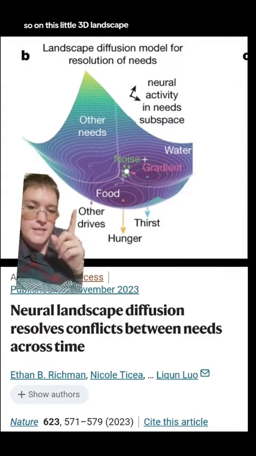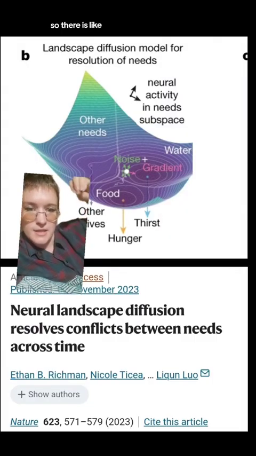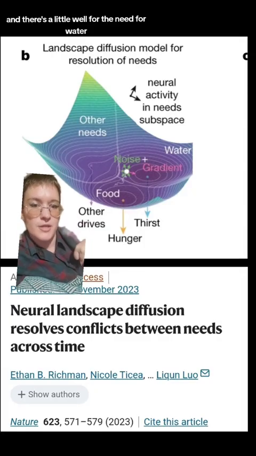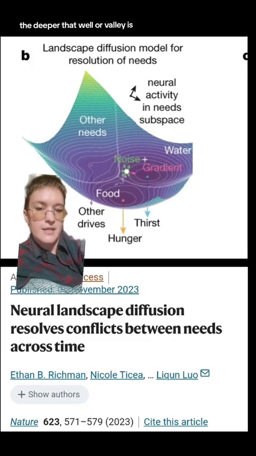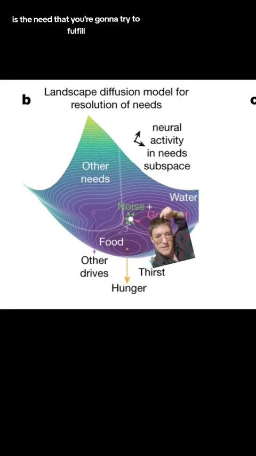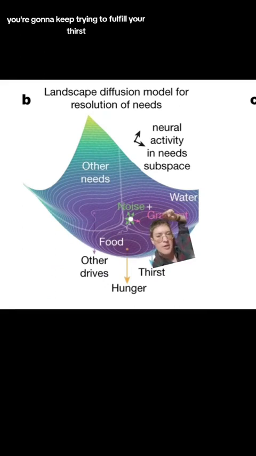So on this little 3D landscape, the darker areas are where it is deeper. There's a little well for the need for food, and there's a little well for the need for water, and there's also a well for other needs. The deeper that well or valley is, the more intense that need is. So where this little ball is on the map is the need that you're going to try to fulfill. If it's in the valley of water, you're going to keep trying to fulfill your thirst.